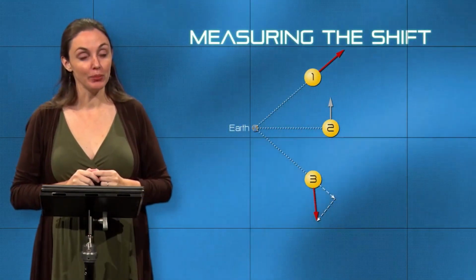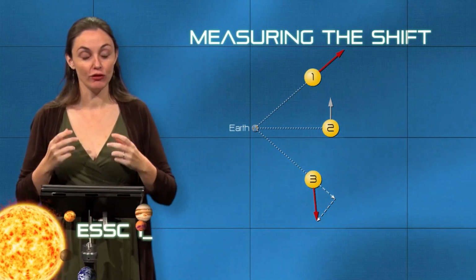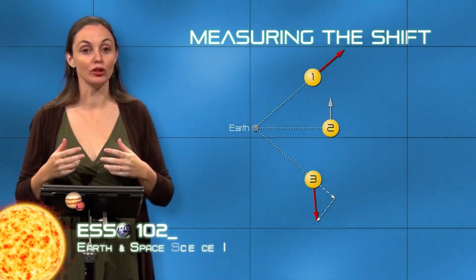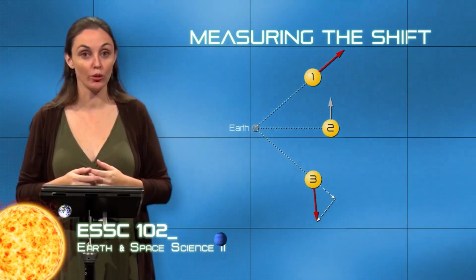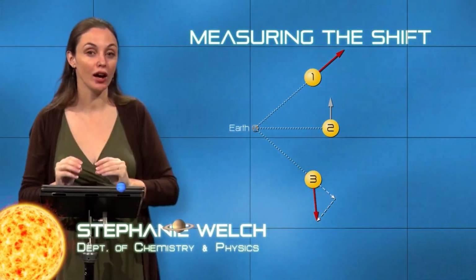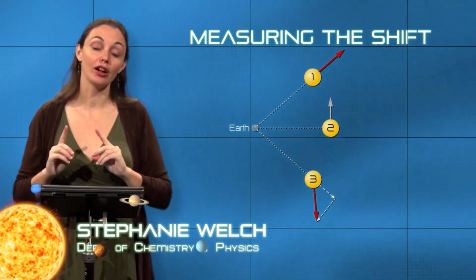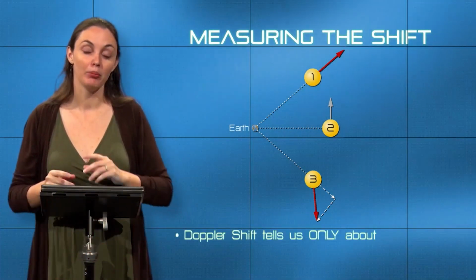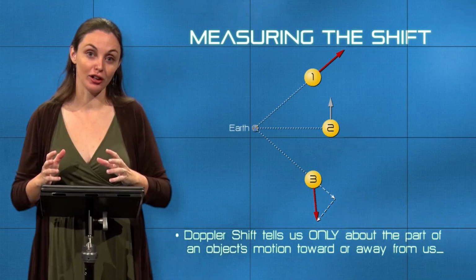So based on the Doppler effect, based on this shift that occurs, either redshift or blue shift, you can tell whether these objects are moving towards you or away from you. But the trick is you can only tell that component of the object's motion that is directly towards you or away from you, both in terms of the rate and the fact that it's occurring at all.